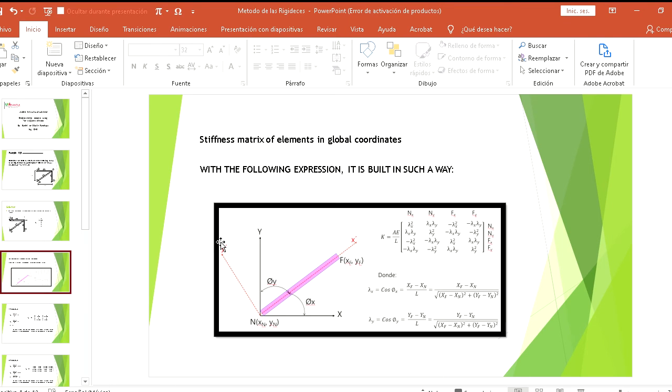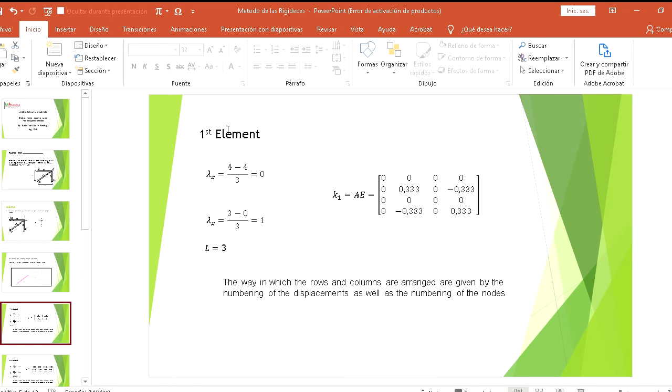And then we can create the stiffness matrix of elements in global coordinates with the following expression. It is built in such a way that we can create our matrix for the stiffness matrix of elements. Following the expression, we have for the first element this matrix, and the way in which the rows and columns are arranged is given by the numbering of the displacements as well as the numbering of the nodes.